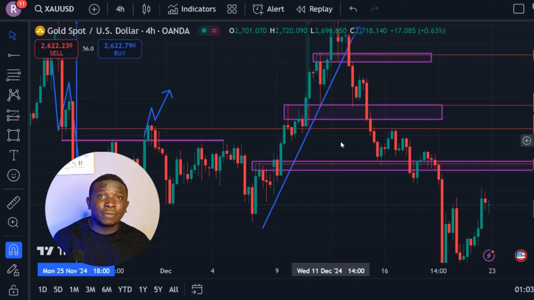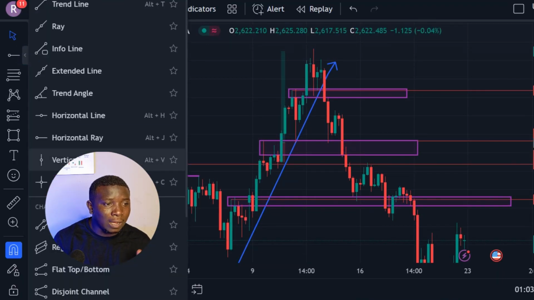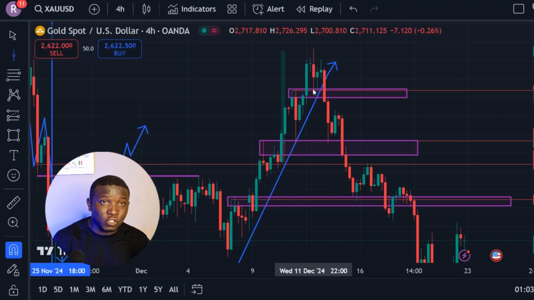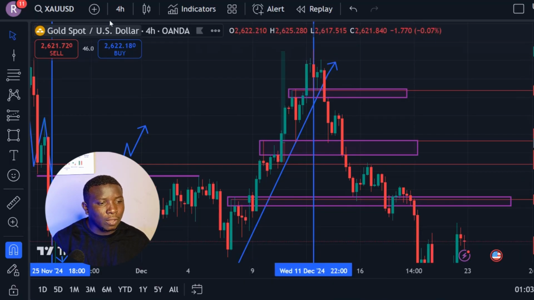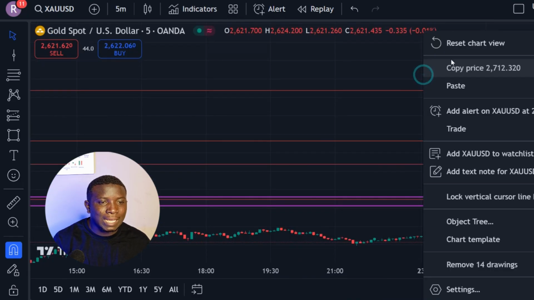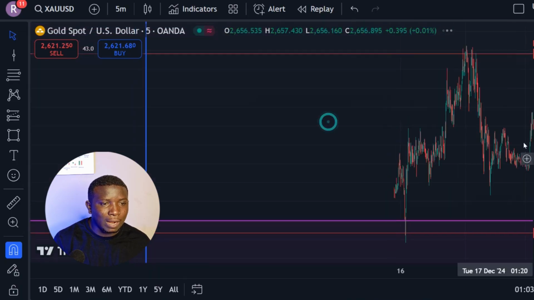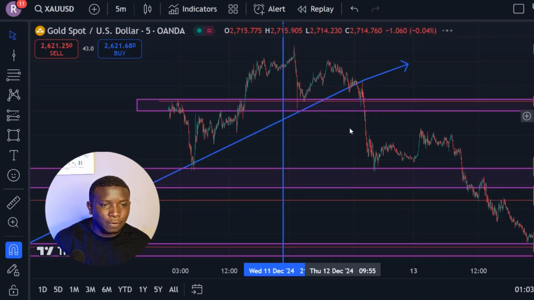Now, after drawing out these key levels, I'm going to use my vertical line to segment where we had this uptrend. That was this level right here where the market started retracing back to the downside. So now you're going to go back to the 5 minutes time frame. We're going to reset the chart and scroll back to where we have that vertical line. That vertical line started from this level.